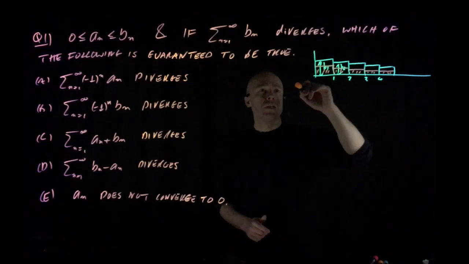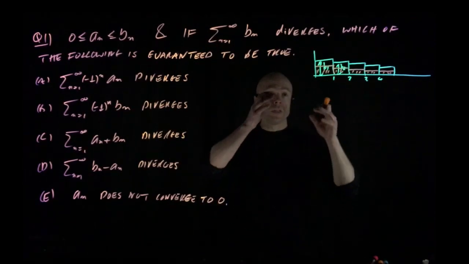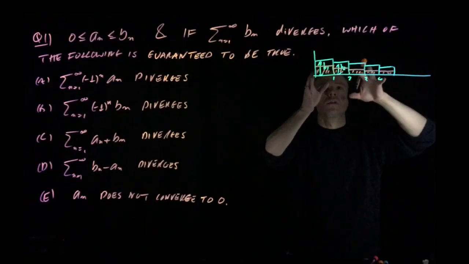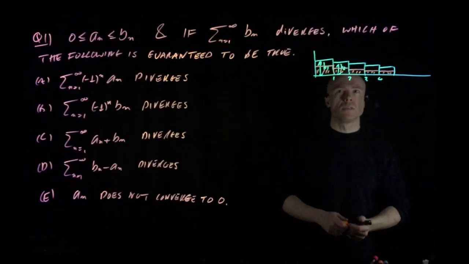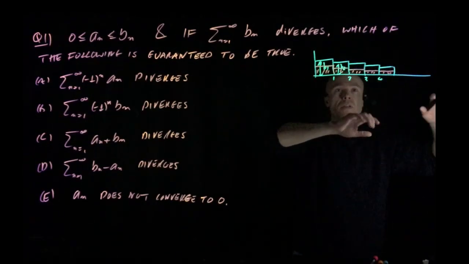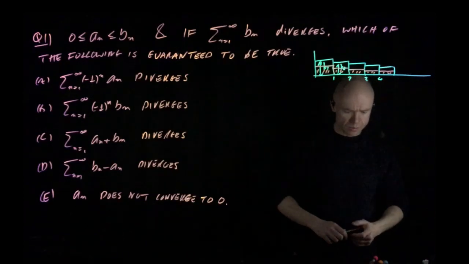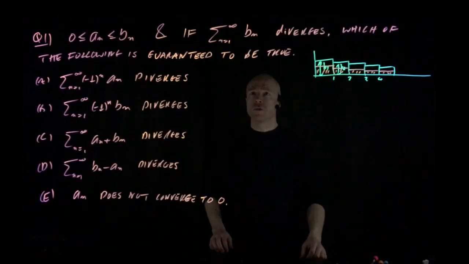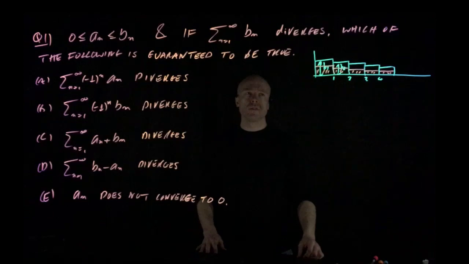And we know that the sum of the bn diverges, so the area of all of these blocks from 1 to infinity is equal to infinity. So we have something with total infinite area as we sum together the area of all of these blocks. Okay, and what we've got to do is figure out which of these statements is true.